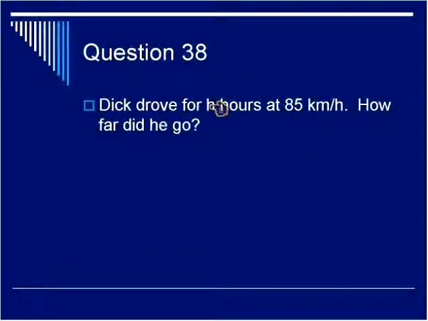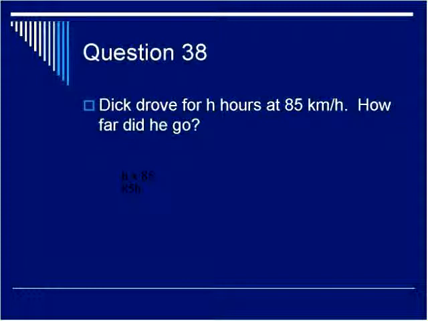So if he drives for H, however many hours that is, he's going 85 kilometers each hour. How far did he go? Well, if it were 1 hour and he were driving at 85 kilometers per hour, we would know he went 85 kilometers. If it were 2 hours, it'd be 2 times 85. If it were 3 hours, it'd be 3 times 85. So he drove for H number of hours. So whatever that is, he went H times 85. Okay? Or we would write that as 85H. That's how many kilometers he went.